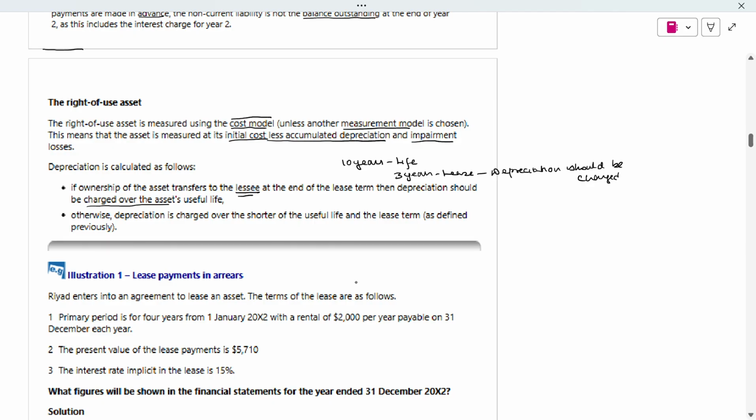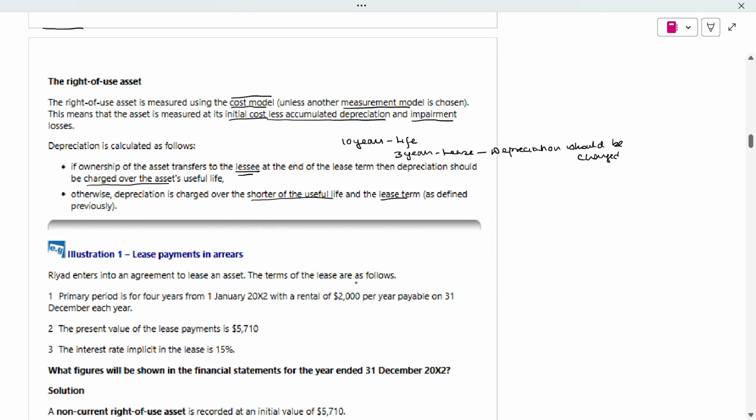They will mention whether it is the straight line method or the percentage reducing balance method. The information will be clearly listed. Otherwise, depreciation is charged over the shorter of the useful life and the lease term. If you have taken it for 3 years, we have to charge for 3 years, whatever the life of the asset. Are you clear about this? Yes. Just read once.